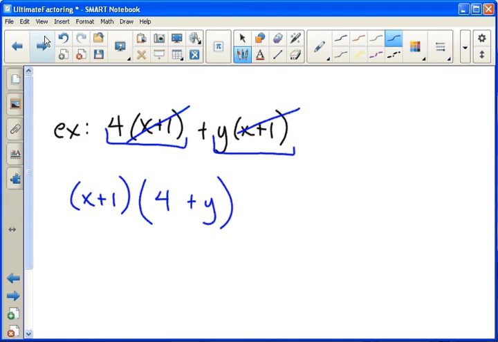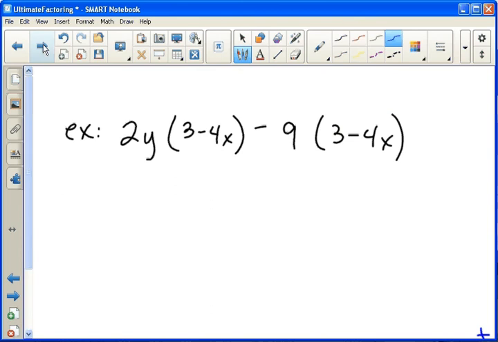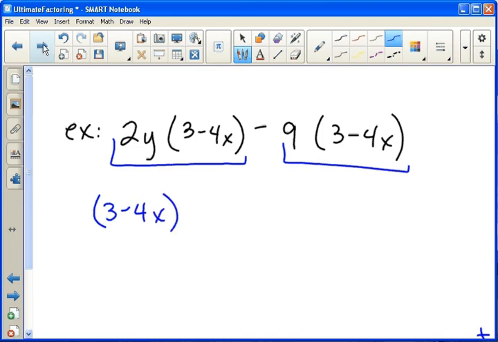Last example. We have 2y times 3 minus 4x minus 9 times 3 minus 4x. Again, the 2y and the 9 have nothing in common. But as we look at this first term and this second term, they clearly have 3 minus 4x in common. So 3 minus 4x can come out front. That leaves the first term with 2y and the second term with a 9. And that would be our final answer.